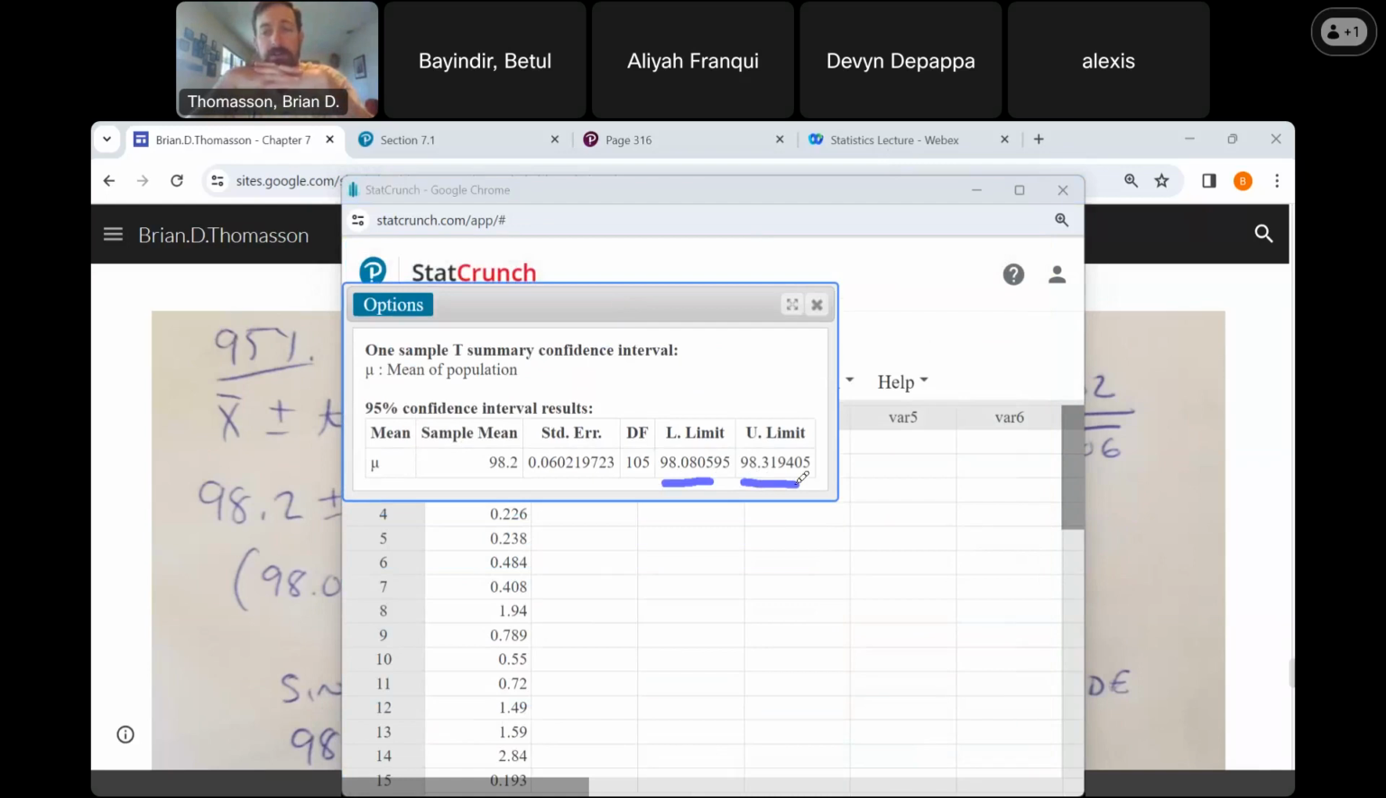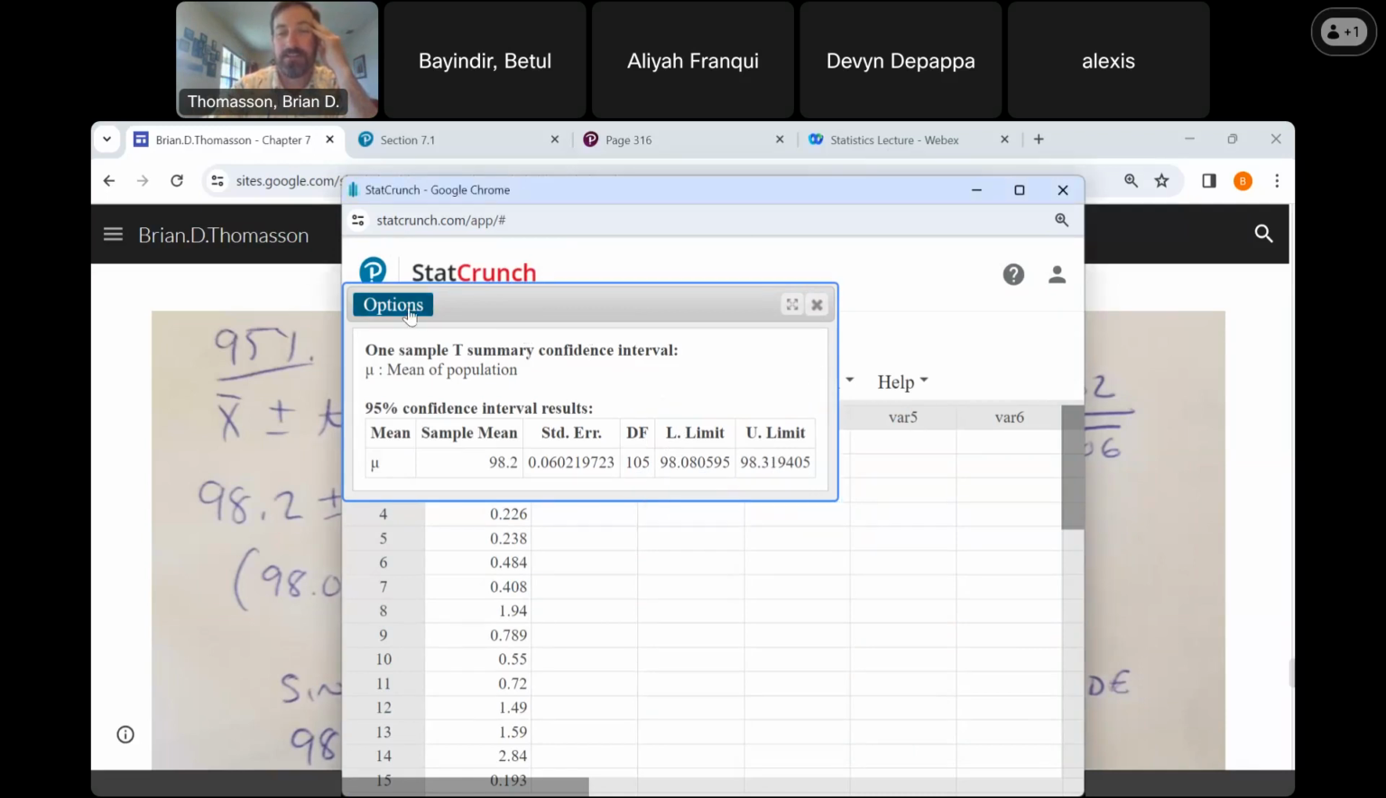Growing up, our mom always told us that the mean body temperature was 98.6. What do we think after we see this? Here's our 95% confidence level, between 98.08 and 98.31. Well, 98.6 is outside that range. So this shows evidence that when our mom told us that the mean body temperature is 98.6, she was lying to us. I don't think we want to tell our mom that she was wrong, but I think she was.